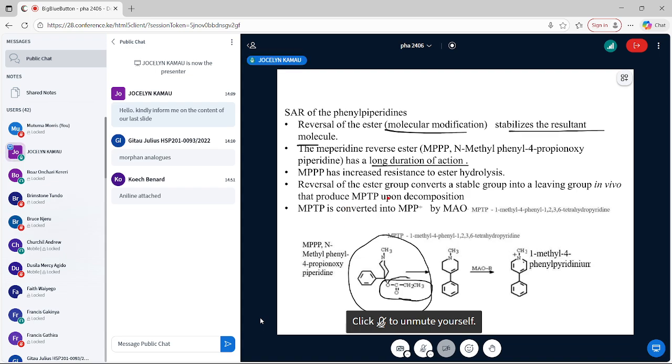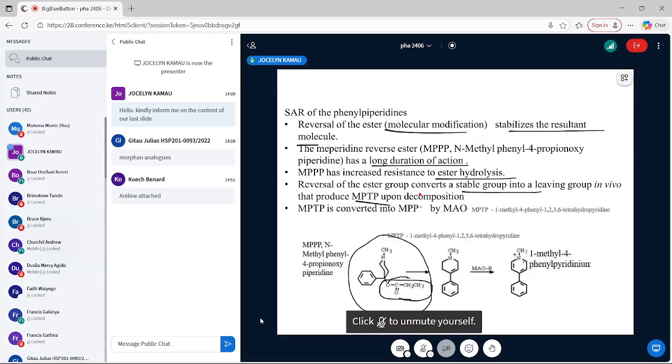So we are therefore saying that when we reverse the ester, the methyl phenyl 4-propionoxy has a little bit more stability than the compound which has the other type of ester. We are saying MPPP, which is the same one we have said there, has increased resistance to ester hydrolysis. Reversal of the ester group converts a stable group into a leaving group in vivo that produces another compound. All we are saying is, yes, it is more stable.